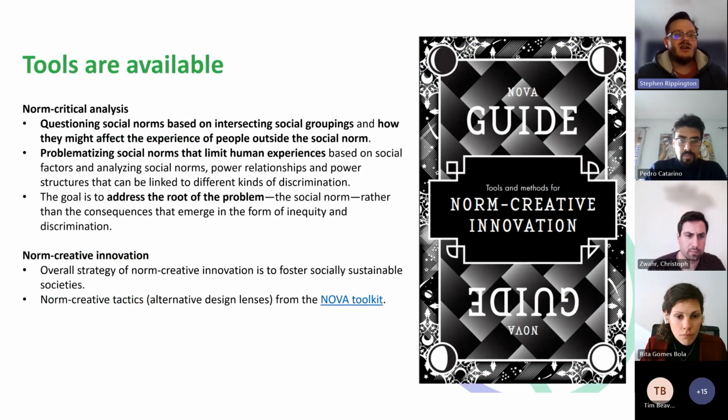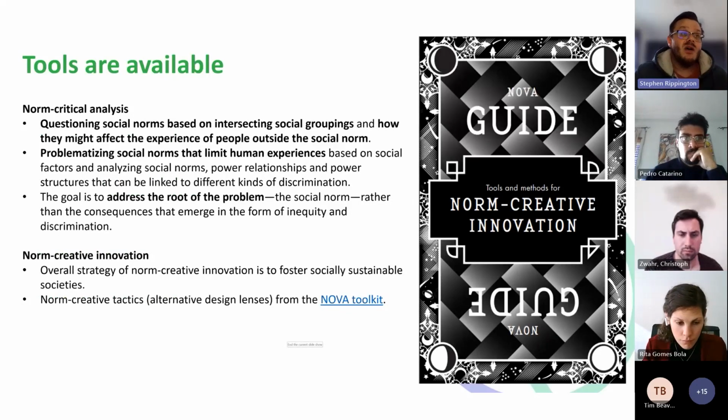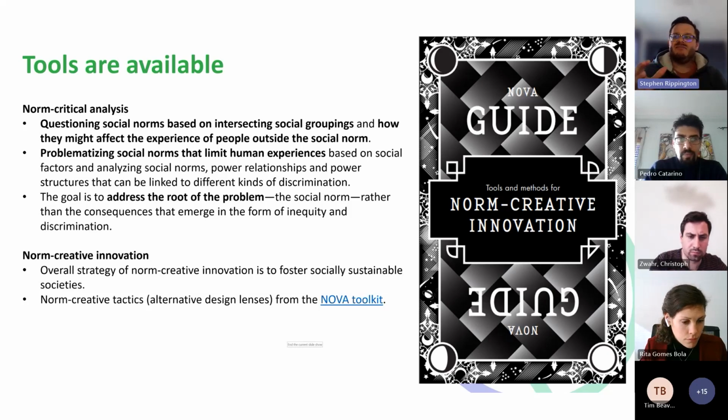I said I'd mention some of the tools. We don't have to do this from scratch. That's the good news. There are tools out there that can help us do some of these things. One of them is norm critical analysis, which, as I mentioned, really questions social norms. It's based on trying to understand the experience of people that are outside social norms, with the goal of addressing the root of the problem. So looking at whether there are systemic biases and then addressing those systemic biases, rather than dealing with issues that are perhaps less systemic than that.